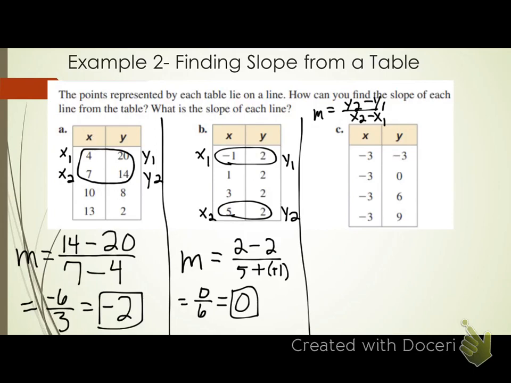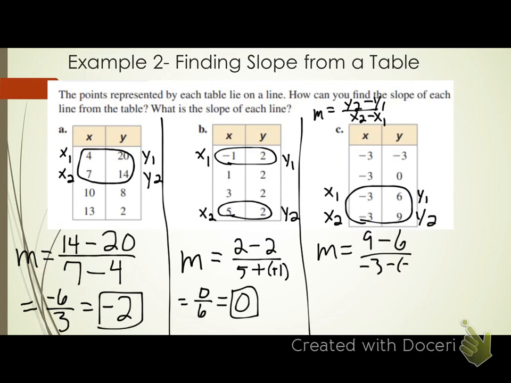Letter C, last one on this slide. 3 and 4. Once again, it does not matter which two you pick. You can pick any two that you want. You're going to get the same answer either way. Between the two ordered pairs that I picked, what's my second y value? 9. Bring the minus sign from the formula. What's my first y value? 6. What's my second x value? -3. What's my first x value? -3. Once again, you have to account for the minus sign from the formula and the negative with x1 if that is a negative.